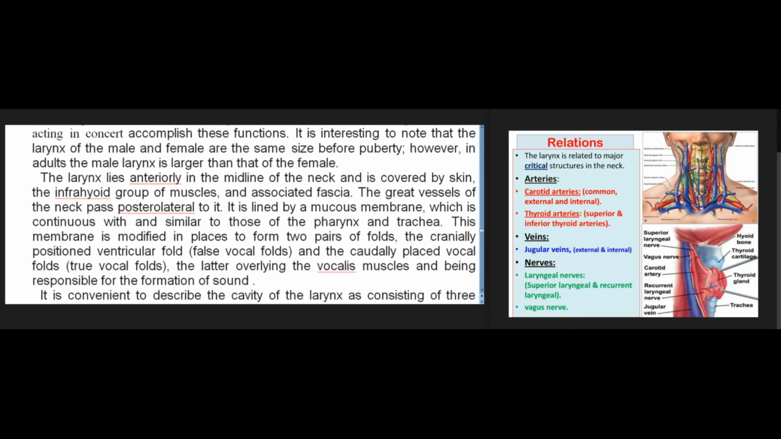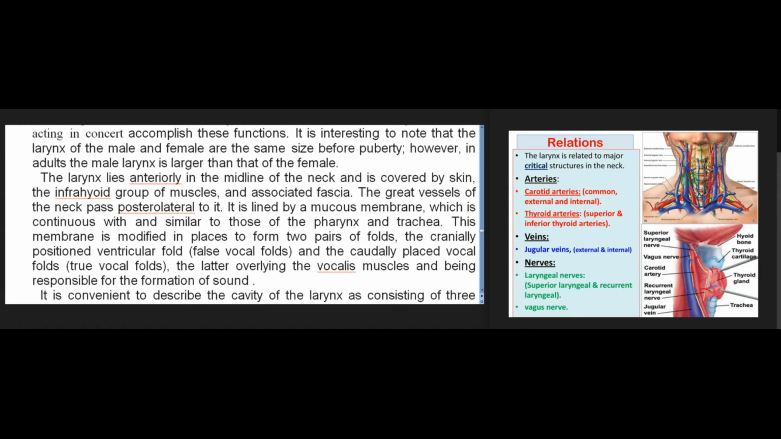The larynx lies anteriorly in the midline of the neck and is covered by skin, the infrahyoid group of muscles, and associated fascia. The great vessels of the neck pass posterolateral to it. It is lined by a mucous membrane, which is continuous with and similar to those of the pharynx and trachea. This membrane is modified in places to form two pairs of folds: the cranially positioned ventricular folds, or false vocal folds, and the caudally placed vocal folds, or true vocal folds, the latter overlying the vocalis muscles and being responsible for the formation of sound.